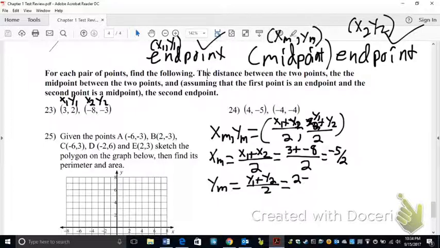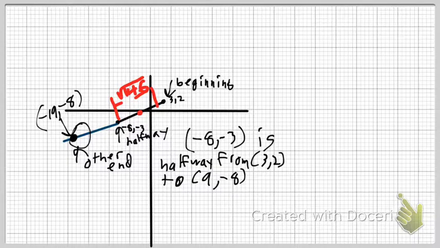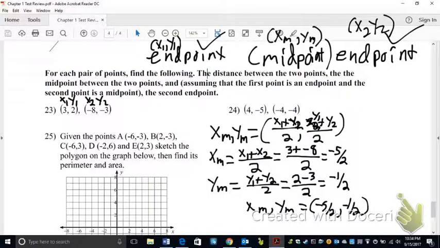y1 equals 2, y2 equals negative 3, and that is going to give us negative 1 over 2. So our midpoint is negative 5/2, negative 1/2. So I'm going to stop there before we go into the third part. Let's look at a graph just to help you visualize it.